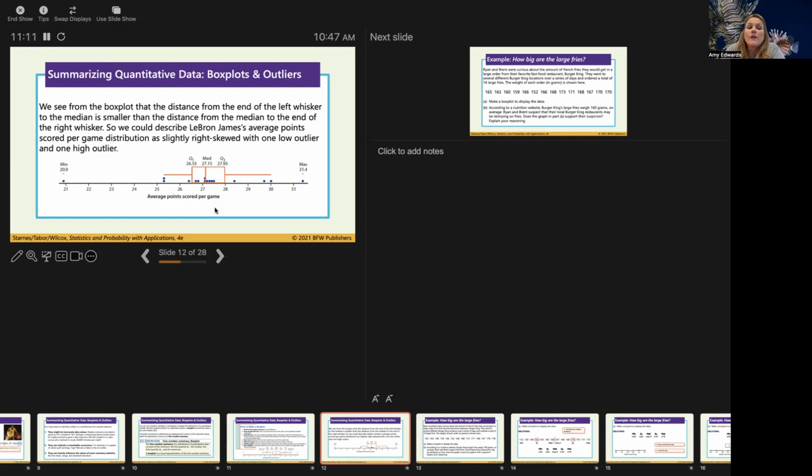So if we look here, you should be able to see that 50% of the data will be within that box. And here we've got most of the data falls within that acceptable range with 2 outliers.